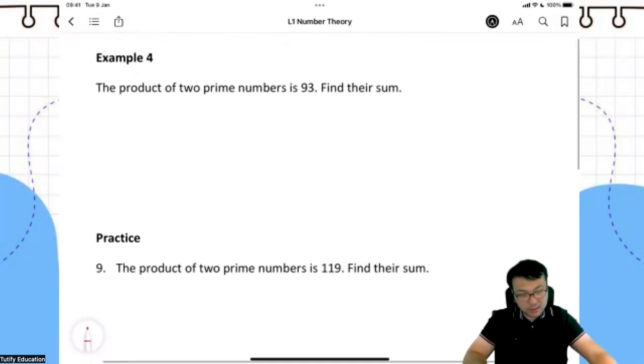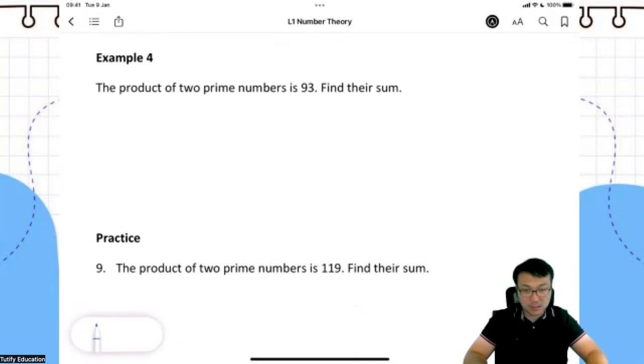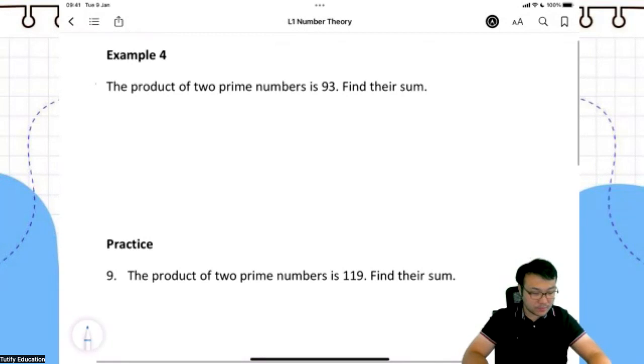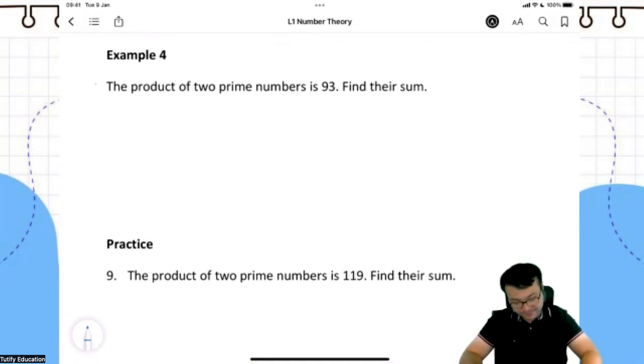All right, can I get Owen to volunteer for this? Hello, Owen. So, Owen, tell me, what are all the prime numbers starting from the smallest? Oh, Owen is not here. Owen went to the toilet, is it? Okay, okay. Let's try Claudia. Claudia, tell me, what are all the prime numbers starting from the smallest?